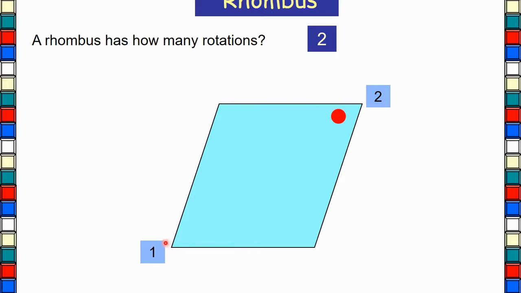This one is acute, which means it's less than 90 degrees. This one is obtuse, which means it's greater than 90 degrees. And this angle here equals this angle. And this angle up here equals the angle down here. So as we're looking for rotation, right? Perfect shapes are important, but also interior angles. So we have two sets of congruent angles. So we end up with two rotations.